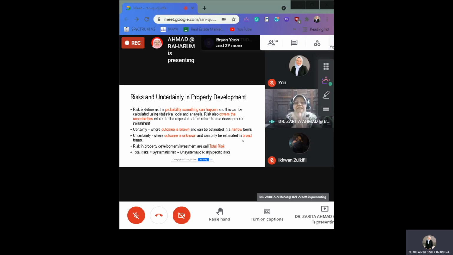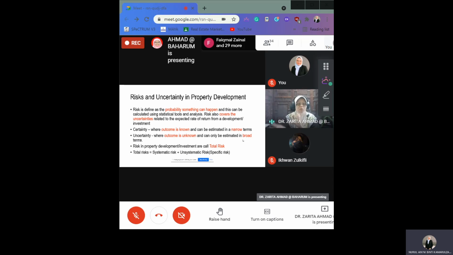These three keywords are very important. You need to understand them in your property development. Your risk, the probability that something can happen, can be calculated. Can be eliminated. And then you are talking about certainty. Your outcome is known. Then uncertainty, outcome is unknown.